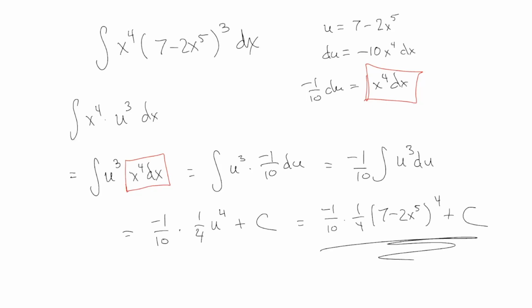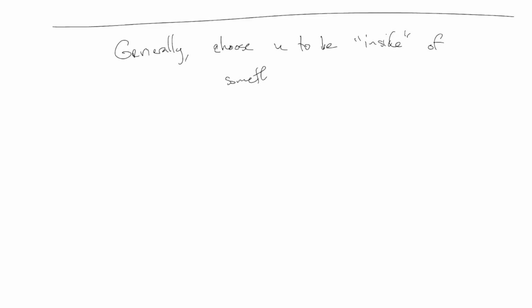Sometimes it's not so simple, though. So I will say, generally, I'm just going to write this again. Generally, choose u to be the inside of something. Now, the examples we've done so far, it has been the inside of parentheses or the inside of a square root sign, but it can be insides of other stuff.